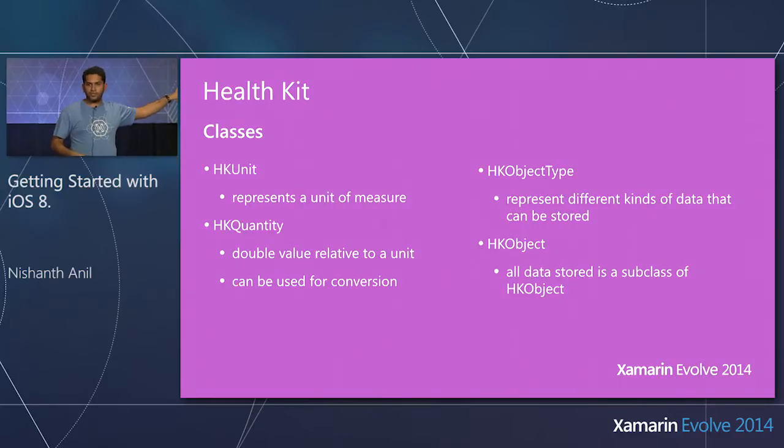Now, another thing is it gives you a very nice way to do a conversion. If you're converting from degree centigrade to Fahrenheit, it's taken care of. That's because you're actually encapsulating everything inside the HKQuantity. Now, HKObjectType is the actual type, what you're going to store. And the HKObject is the data itself. So these classes are very, very important.